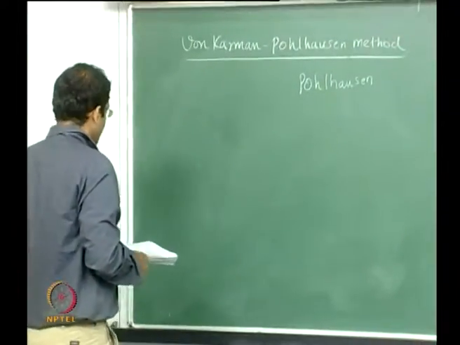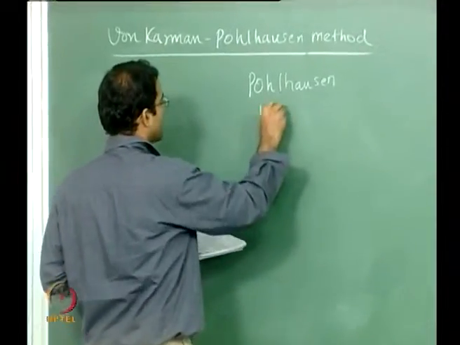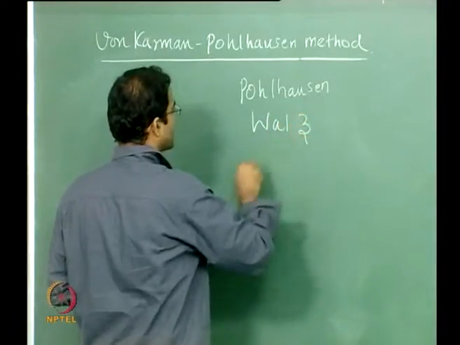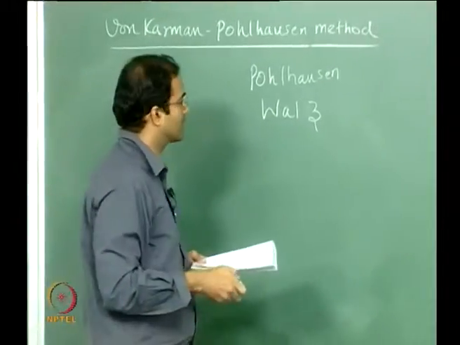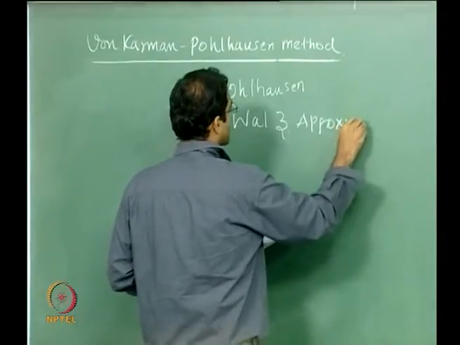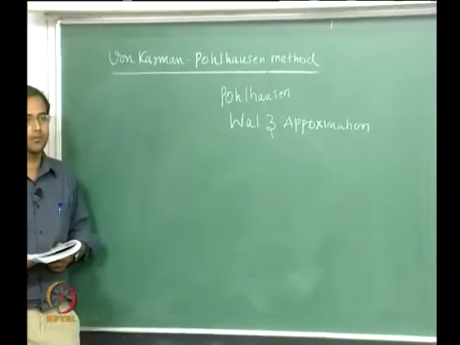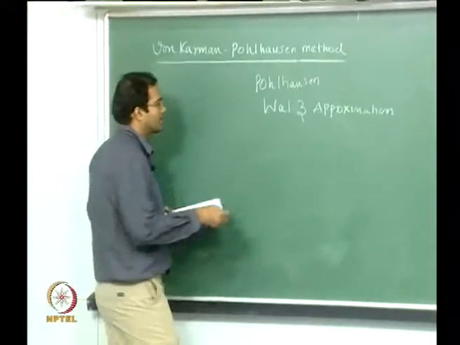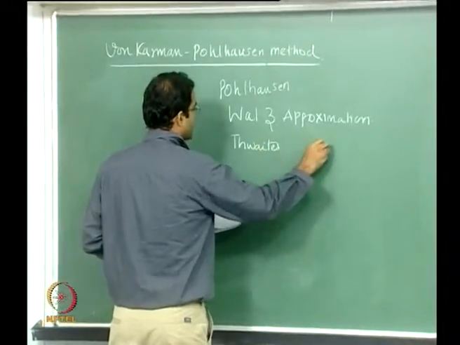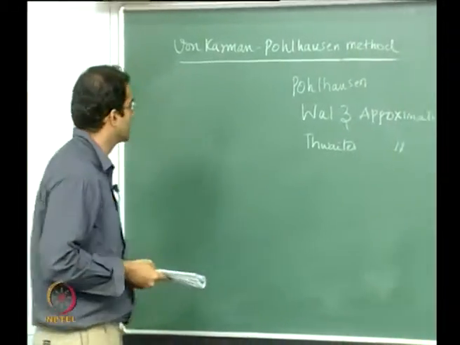This is a complicated method in terms of solution, so later on it was simplified considerably by a person called Walz, and this came to be known as the Walz approximation. Walz introduced a further approximation to the integral solution of von Karman and Polhausen. In some books this is also referred to as Thwaites' approximation. Both mean the same thing, the same kind of approximation.